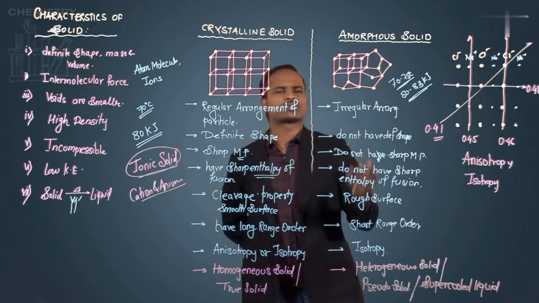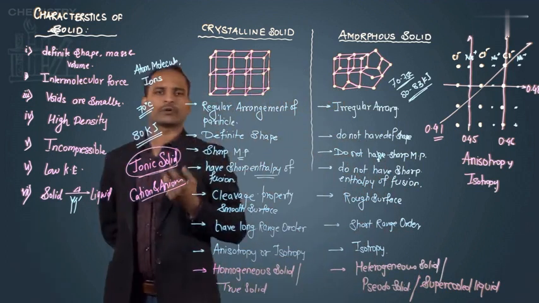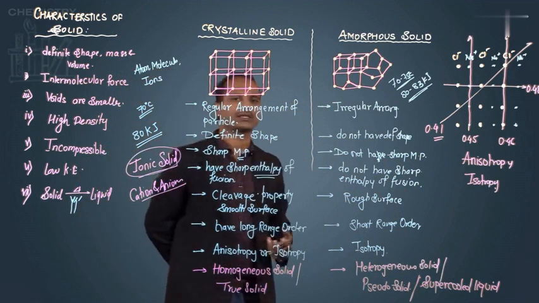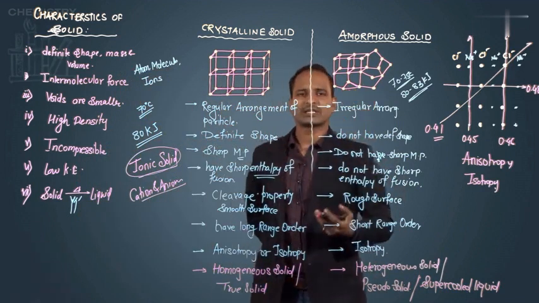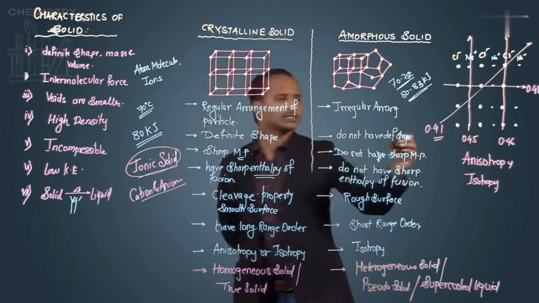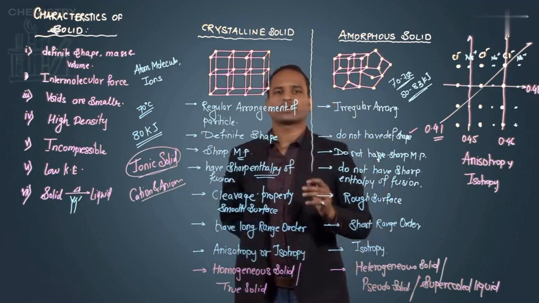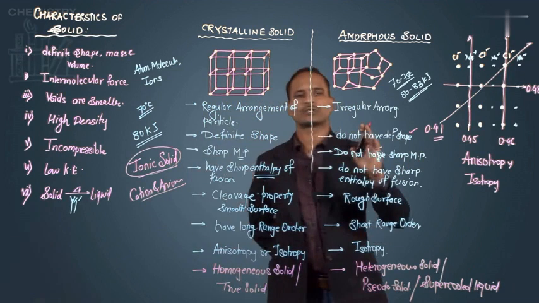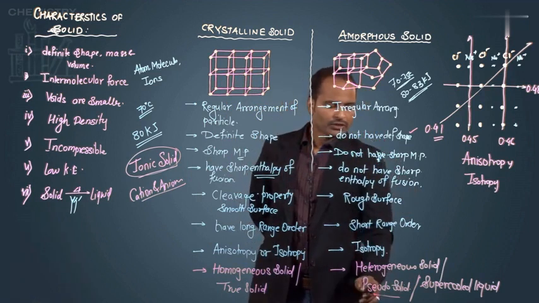Pseudo solid, it is called pseudo solid because whatever properties are expected in a solid are not shown by this amorphous solid. For example, we say that a solid has a definite shape and a definite volume, but in this case I said that they do not have a definite shape. There is no proper arrangement of particles. So all the properties of a solid are not possessed by this amorphous solid. That's why they are called pseudo solid.